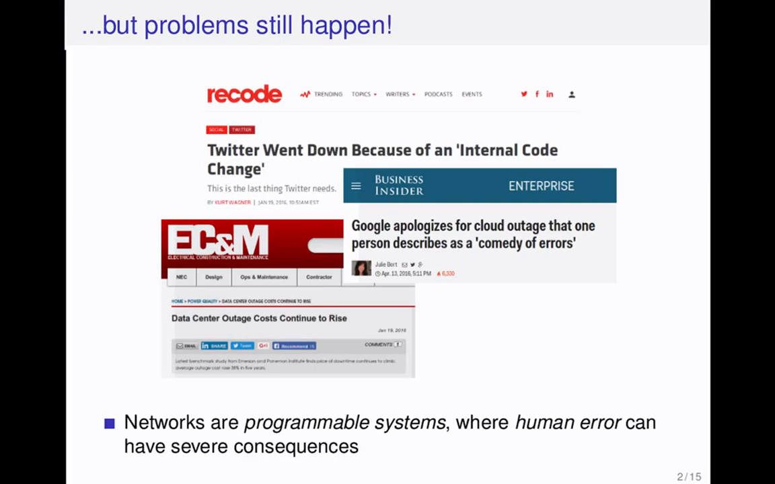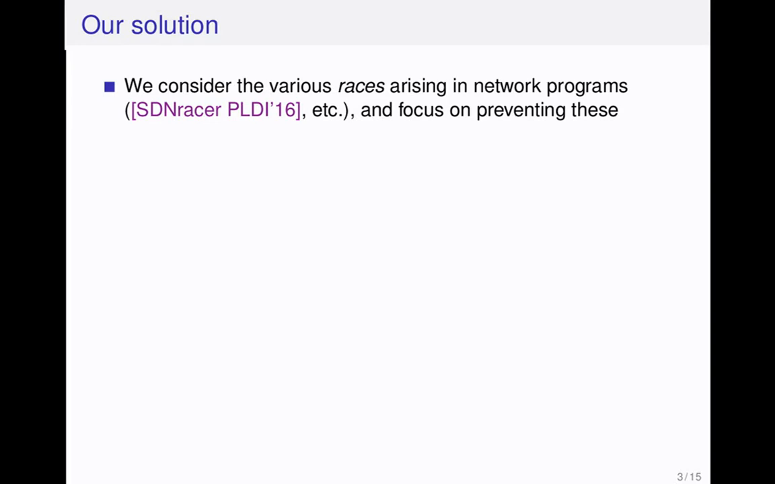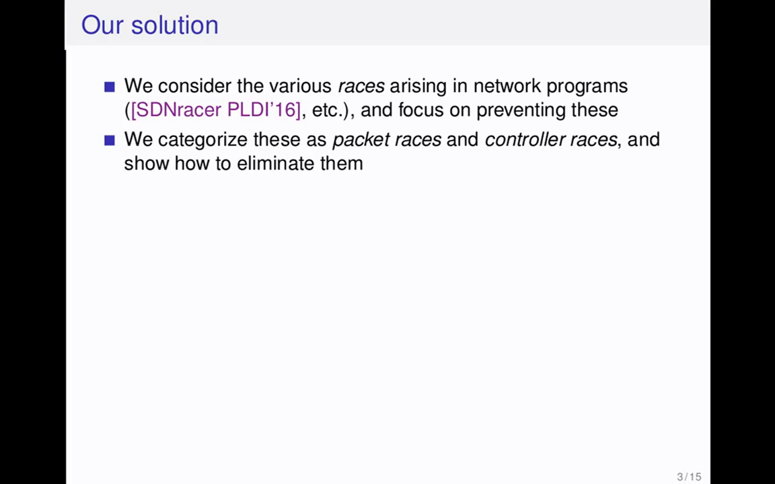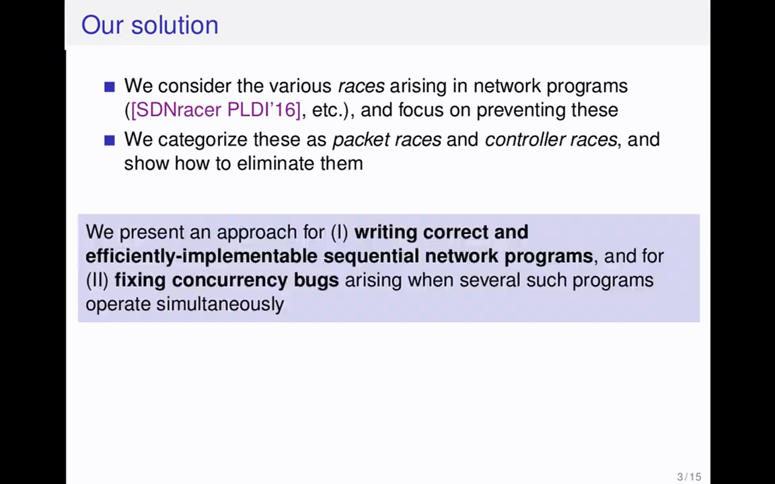Okay, so the point here is that networks are programmable systems, and human error can have severe consequences. So how can we address that? In this talk, what we do is consider various races arising in network programs, and we focus on preventing those. In particular, we classify races as either packet races or controller races. Packet races are when the ordering of packets or control messages results in unexpected global configurations, and controller races are when two different otherwise correct network programs or modules interleave to cause unexpected configurations.